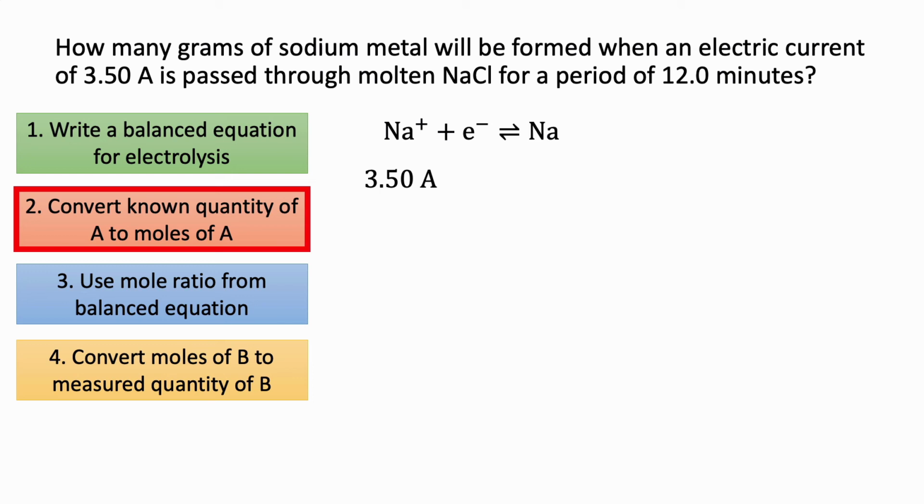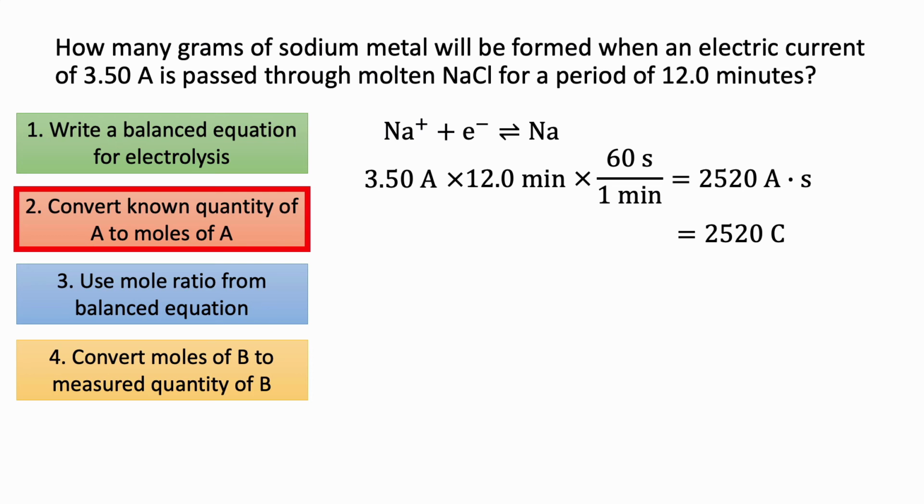Now we're going to convert the known quantity we're given in the problem to moles of something. If you look at what we're given, all we're really given is an amount of current and a time. So 3.50 amperes times 12 minutes. And remember, we want to get this in terms of coulombs, which is amperes times seconds. And we have minutes, so let's convert our minutes to seconds. That will give us 2,520 ampere seconds. Remember that ampere seconds means a coulomb, so that's 2,520 coulombs.